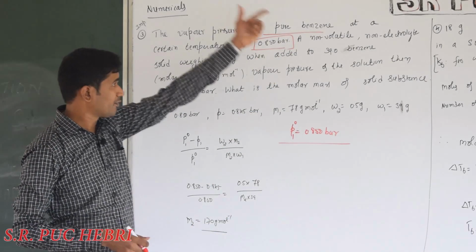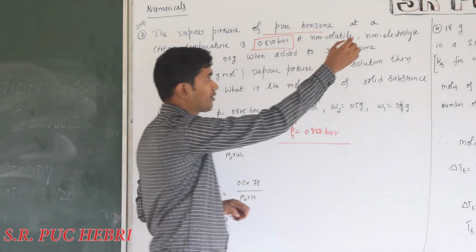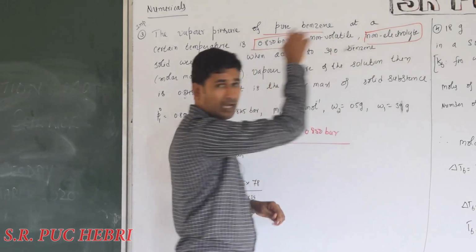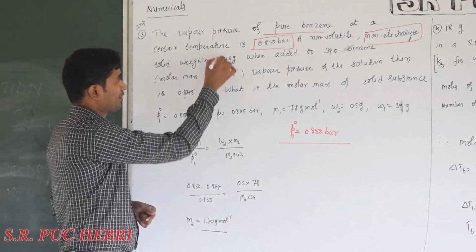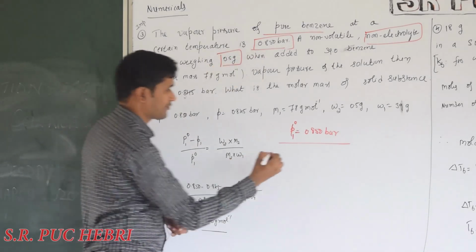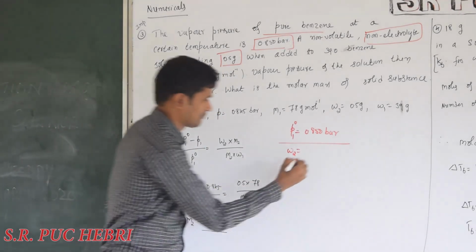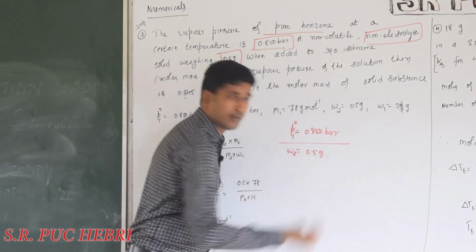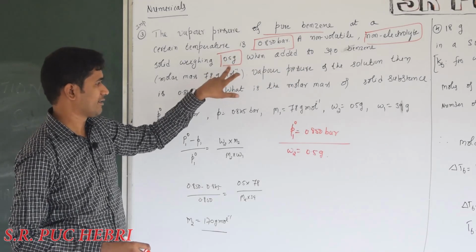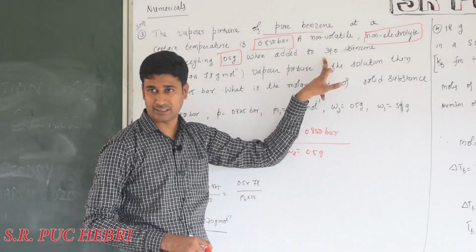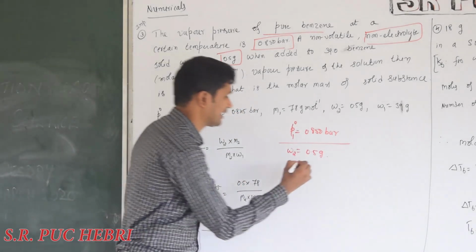Next, they added a non-volatile, non-electrolytic solute. The solute is not going to dissociate or associate in the solution. Its weight is 0.5 gram. The mass of solute is always taken as W2. So that is how much? It is 0.5 gram. It is added to 39 gram of benzene. So this is the mass of solvent. We take the mass of solvent as W1, that is equal to 39 gram.